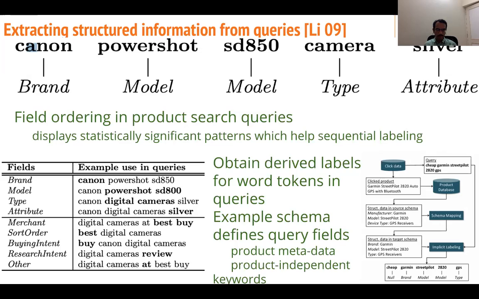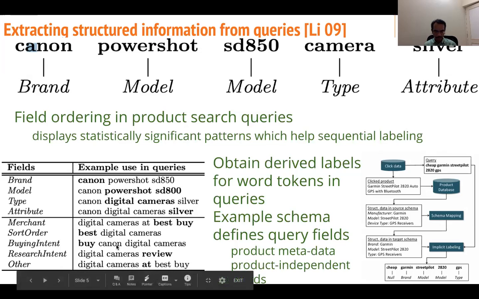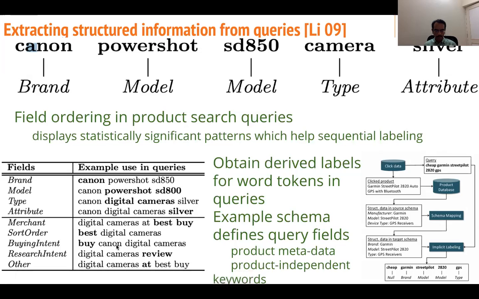So given query metadata pairs where metadata corresponds to field information represented in the target schema, the following heuristics is applied to generate derived labels. If a word token does not appear in any field, or it appears in more than one field of the metadata, it will be labeled as null. If a word token appears in exactly one field of the metadata, as an example, PowerShot in model, that word token will be labeled with the corresponding field name.